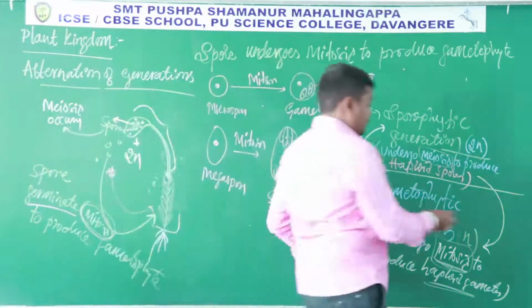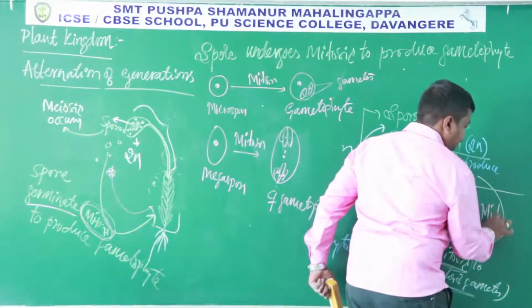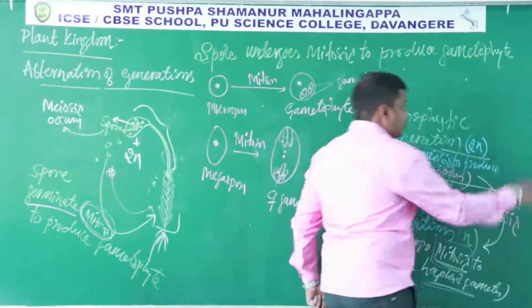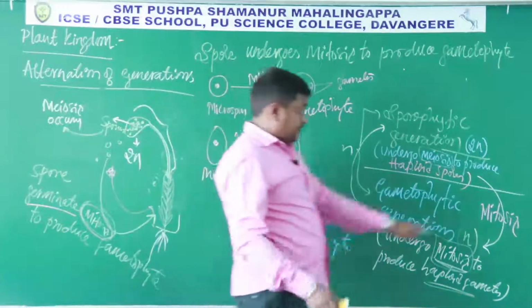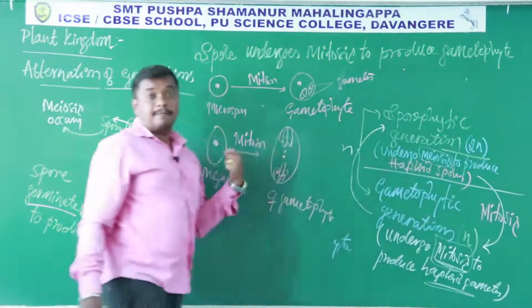Okay, so let me write that one also here. Sporophytic generation produces the spores. Spores undergo mitosis to produce the gametophyte.